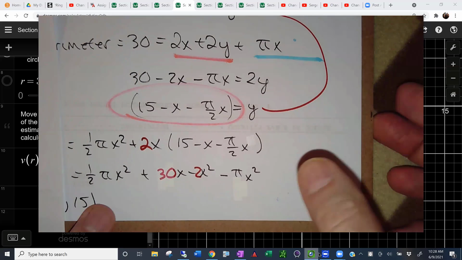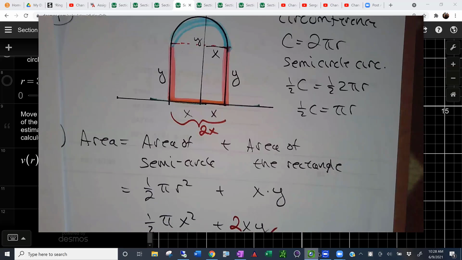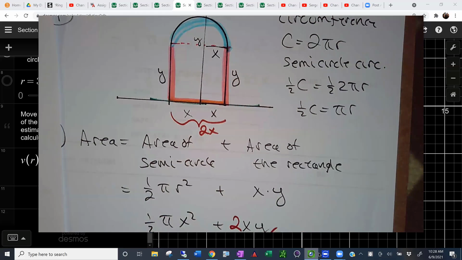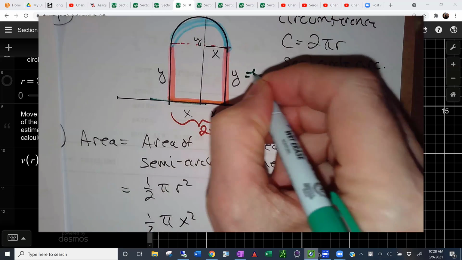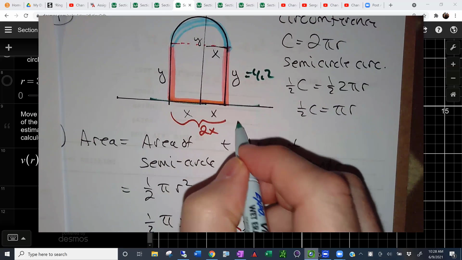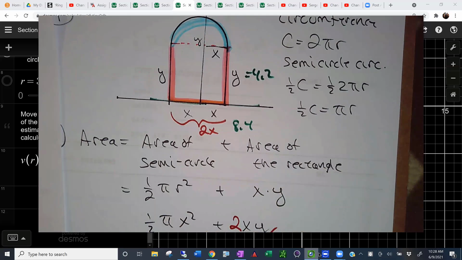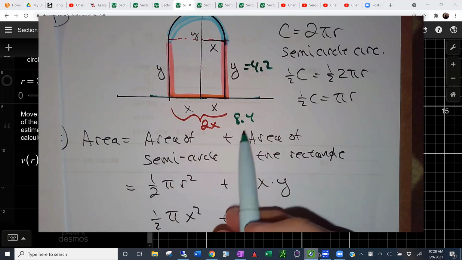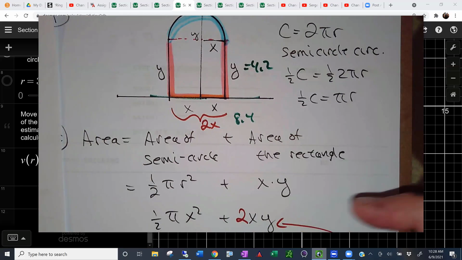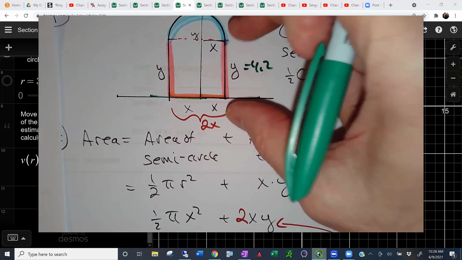So basically, you get the height of 4.2. And then the bottom is twice that, so it's going to be about 8.4, because 2 times your x would give you your 8.4. So the base is twice as high as the width. Or excuse me, the width is twice the height.